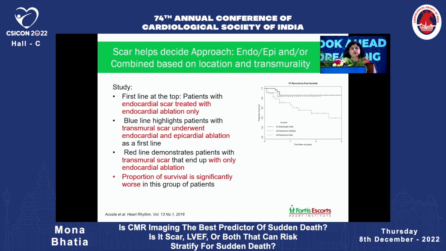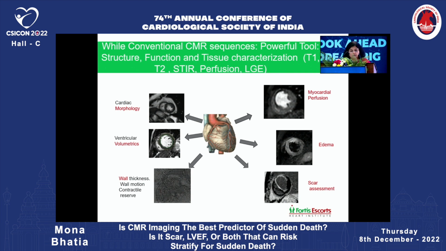Scars also help to decide whether the approach is going to be endo, epi, or a combined approach based on the location and transmurality. Patients with endocardial scars are treated with endocardial ablation only. A transmural scar that underwent endocardial and epicardial ablation is usually the first line. But if you have a transmural scar with only endocardial ablation, the proportion of survival is significantly worse.